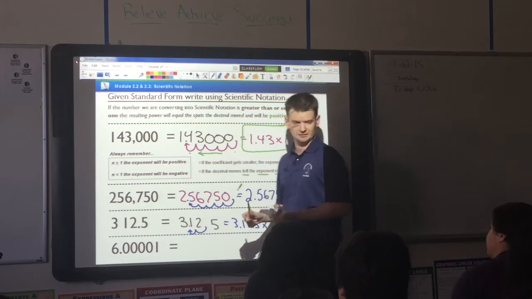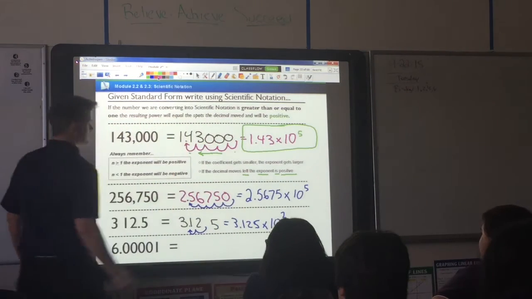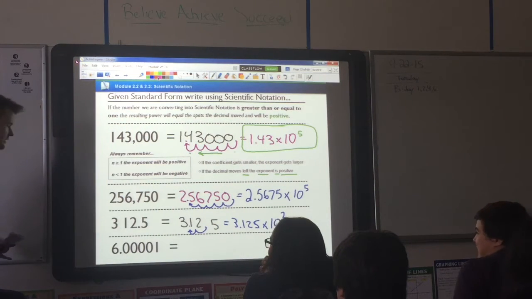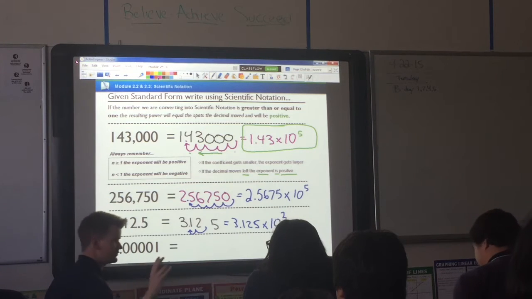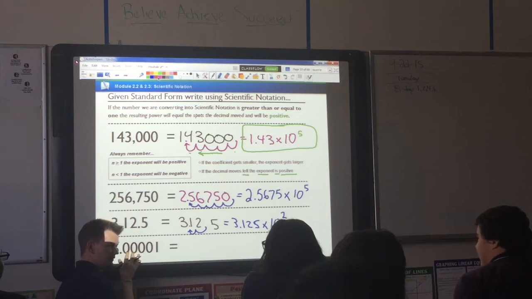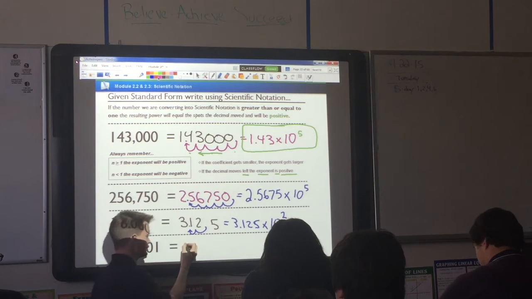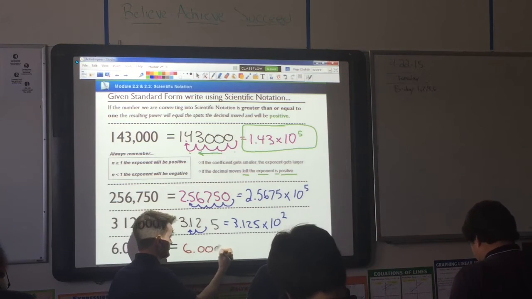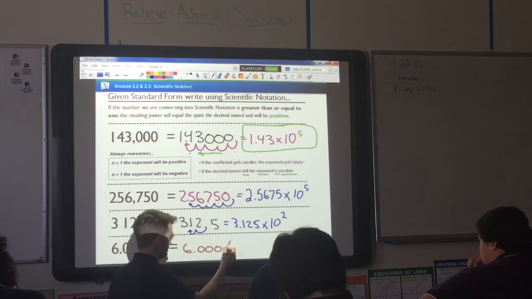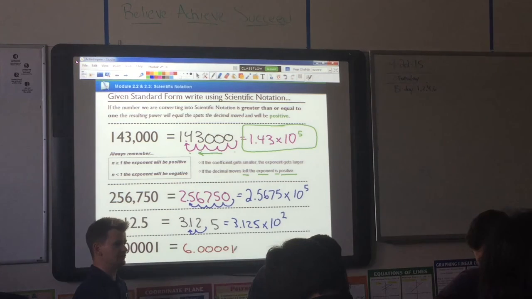Then how about for that one? You can't move anything to the left. You tell me. Well, first of all, let's ask ourselves a question. Is this coefficient already good? Yes. It's already good. Okay, so let's write it. 6.00001. We still write this in scientific notation.